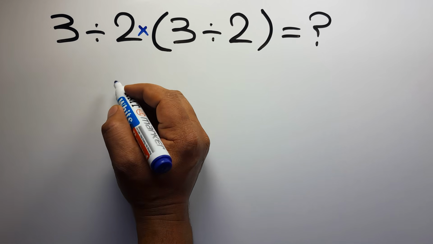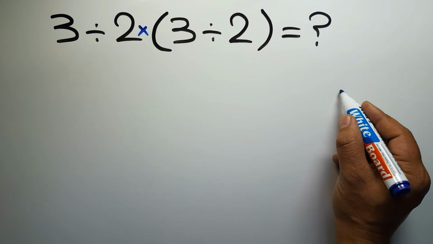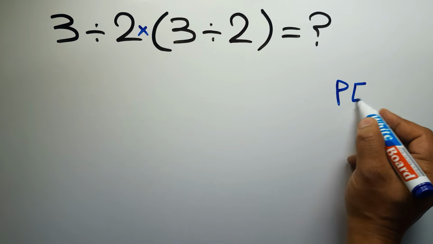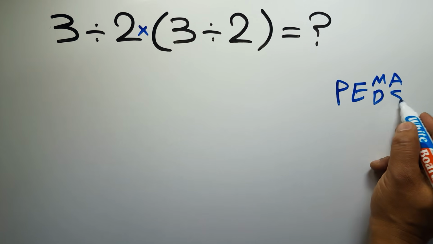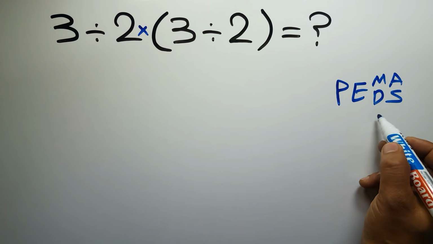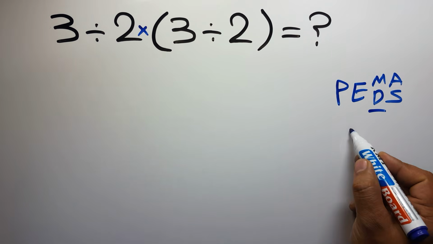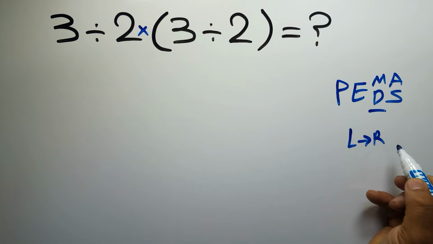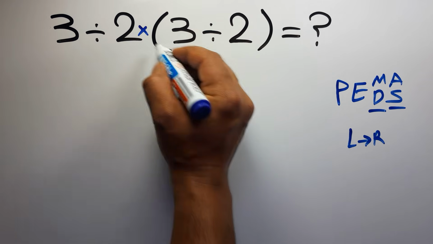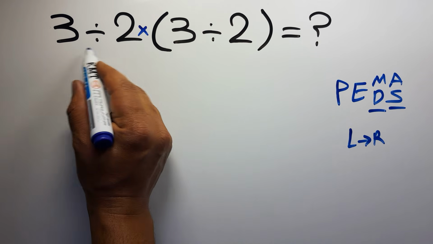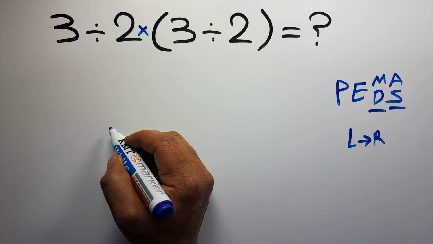Okay? Now, according to the order of operations, first we have to do parentheses, then exponents, then multiplication or division, and finally addition or subtraction. Remember that multiplication and division have equal priority and we have to work from left to right. And the same applies to addition and subtraction. So here, first we have to do this parentheses, then this division, and finally this multiplication.